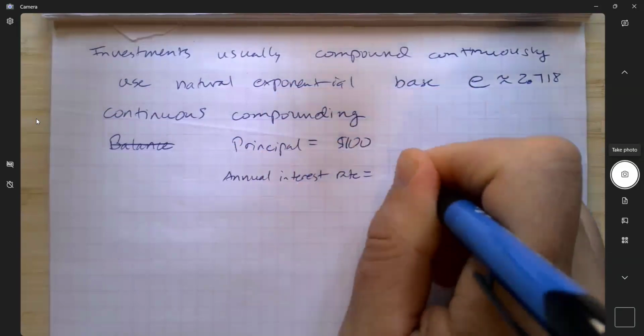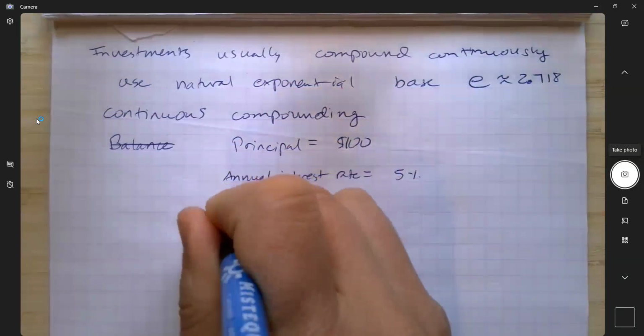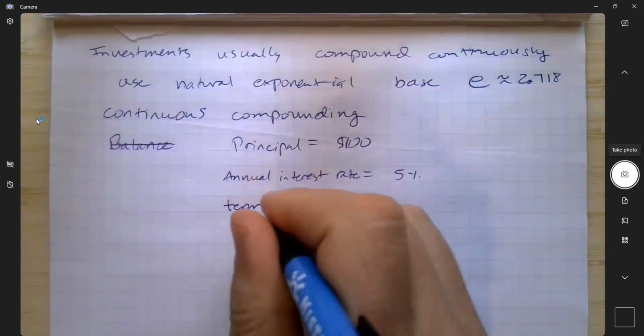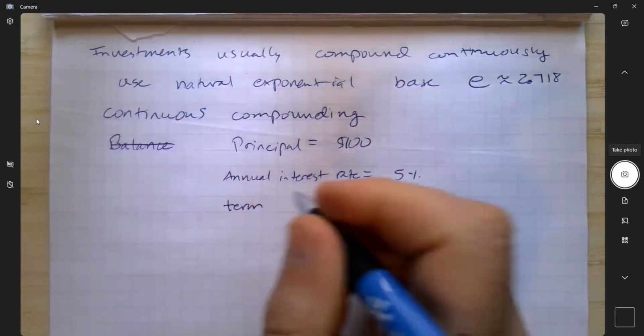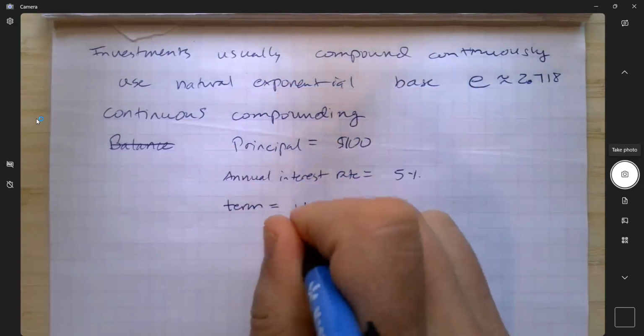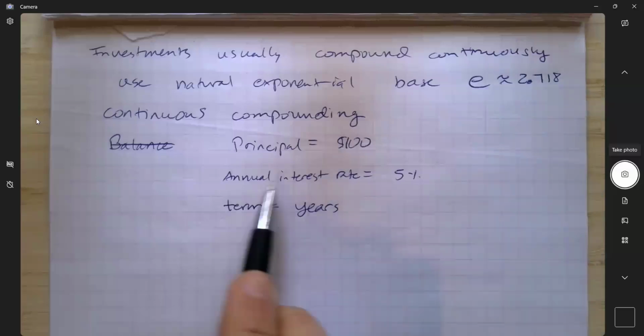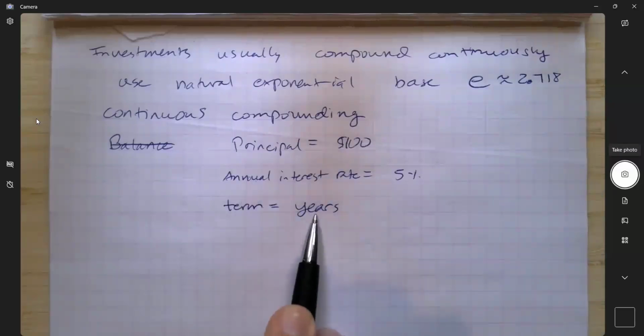Let's say that's 5%. And we have a term. Again, if it's investment accounts, it's usually not like a fixed term, but let's just look at number of years. So if it's an annual interest rate, then number of years is what we want for our term.